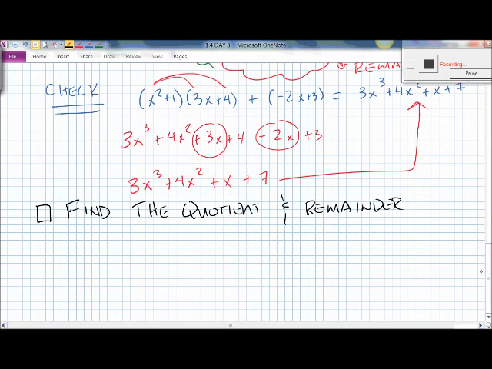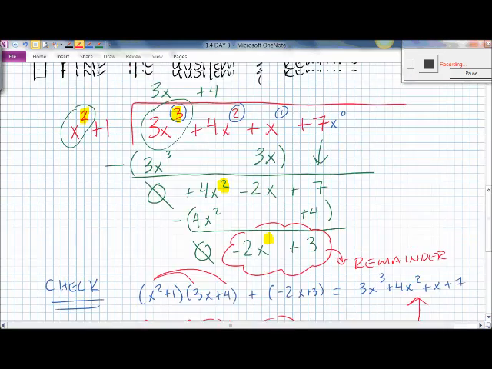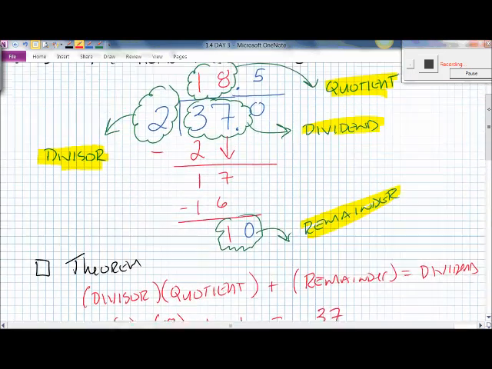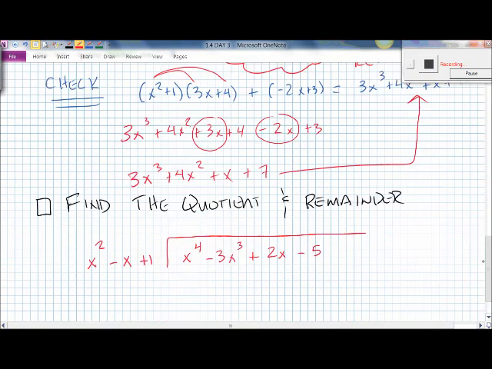All right. I'm going to give you one now where you have to find a placeholder. So here's the setup, okay? Give you a problem that says this. X squared minus x plus 1, x to the fourth minus 3x to the third plus 2x minus 5. This will be the last one, then we'll take a break, okay? Now, on the outside, what's the outside piece called again? The divisor. What's the inside piece called again? The dividend.